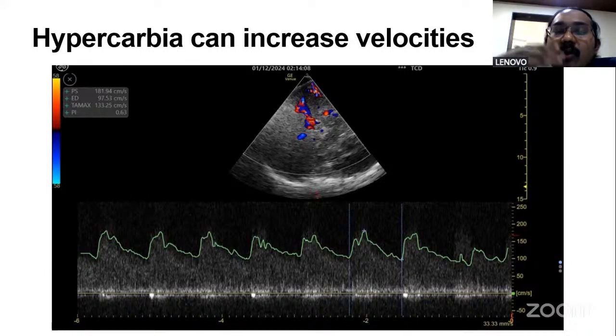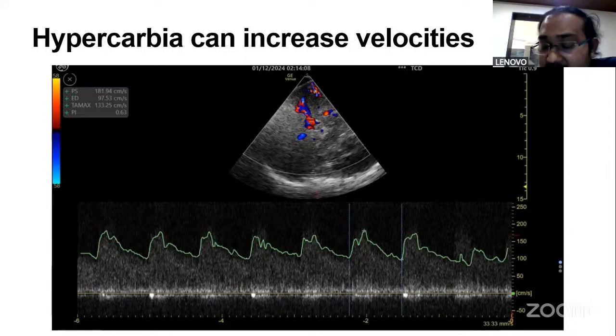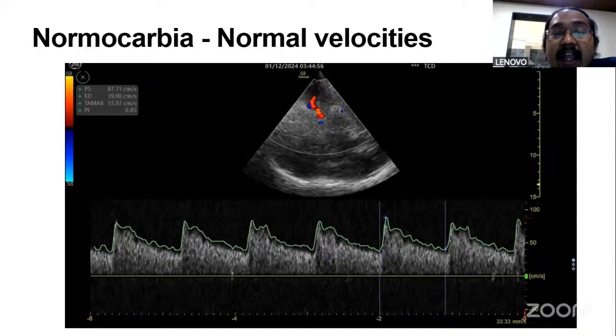So now we do ONSD, we do TCD, and the nursing officer is stabilizing the case, and we started doing point of care ultrasound. And when I did this transcranial Doppler, here the mean flow velocities have come to 133. The peak systolic velocities have gone to 181. So I was worried that he has got a hyperemic response in the brain. But then the nursing officer came with an ABG and it showed a PaCO2 of 70. So during shifting, the patient had been hypoventilated.